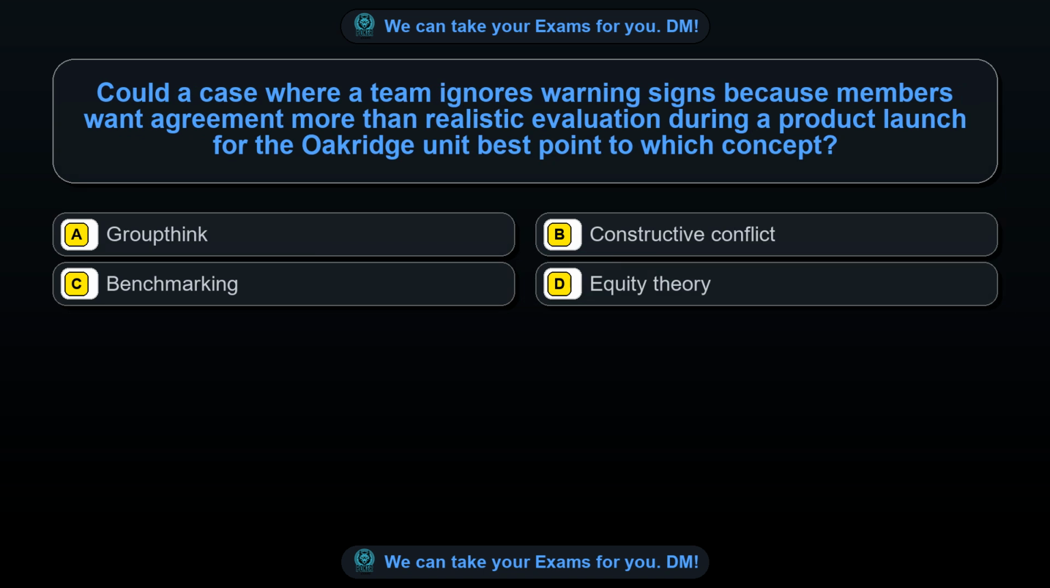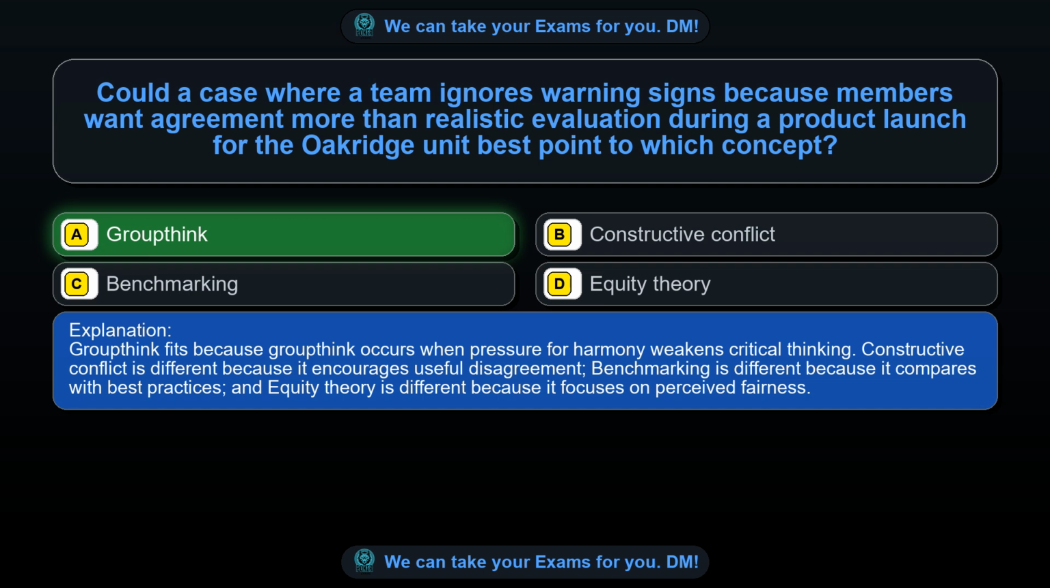Question 12. Could a case where a team ignores warning signs because members want agreement more than realistic evaluation during a product launch for the Oak Ridge unit best point to which concept? Option A, groupthink. Option B, constructive conflict. Option C, benchmarking. Option D, equity theory. The correct answer is option A, groupthink.